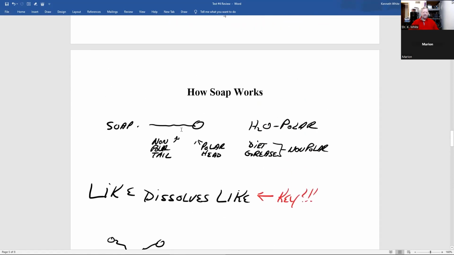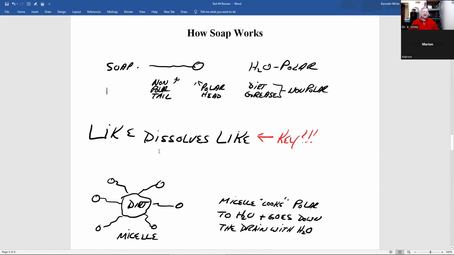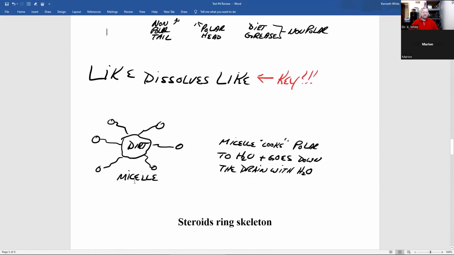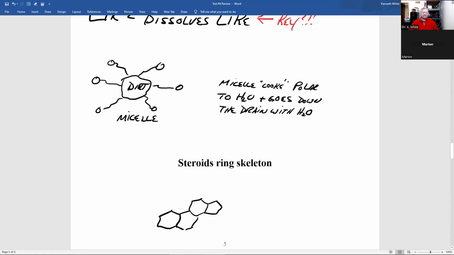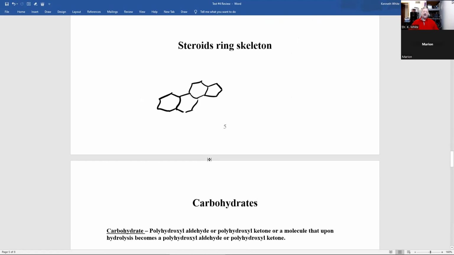You should know this. You should know the structure of soap, the fact that like dissolves like is the key. What's the structure of a micelle and how does it work? Micelle looks polar to water and goes down to drain together. All right, I talked about steroids, your hormones. You should know how to draw the steroid ring system or skeleton.